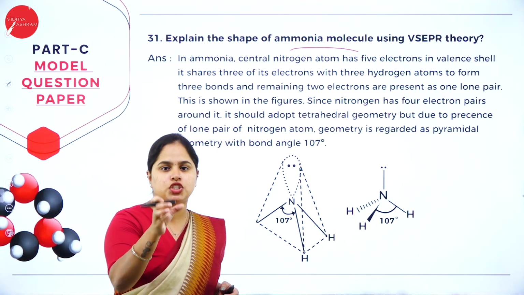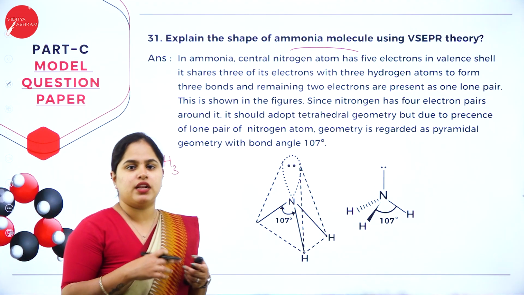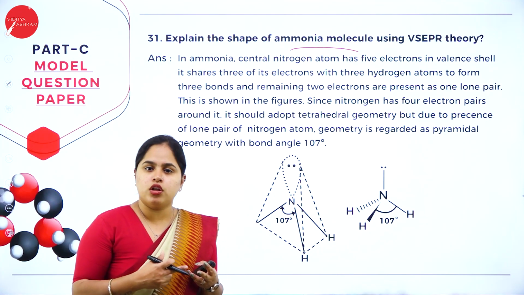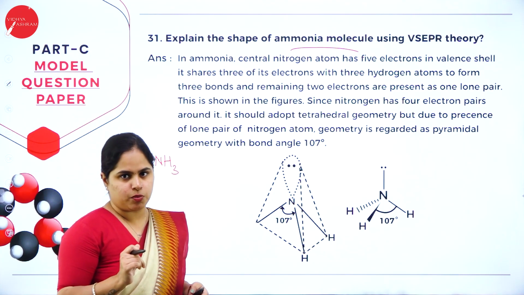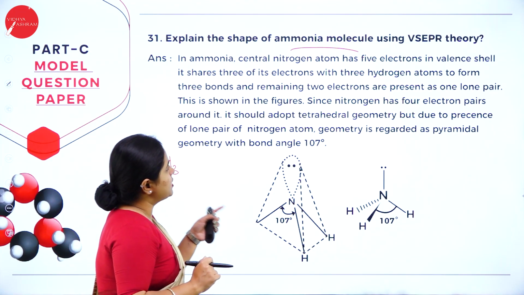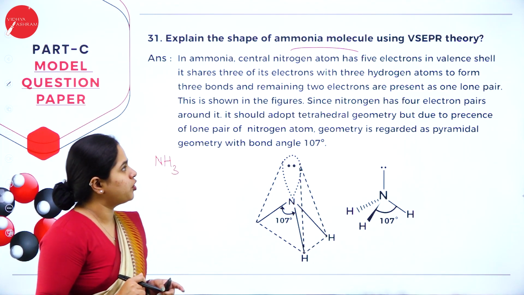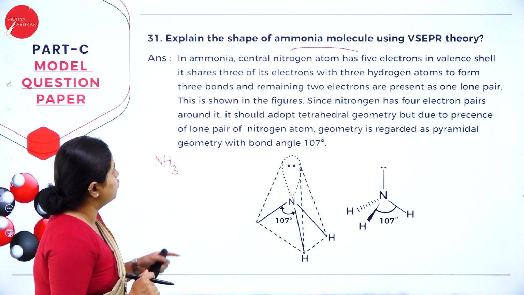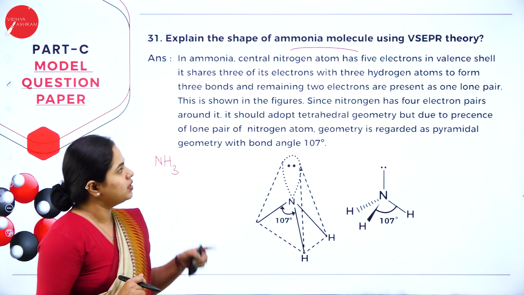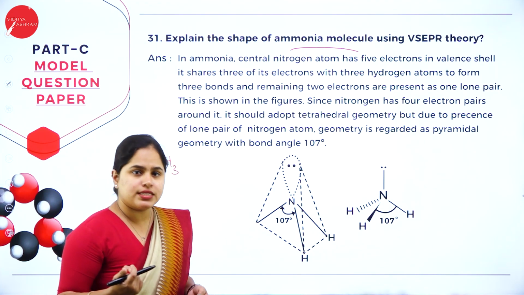So it is given there which theory? We have studied valence bond theory, VSEPR theory, as well as molecular orbital theory, right? So it is given using VSEPR theory, you have to explain. So let us see. In ammonia, central nitrogen atom has 5 electrons in its valence shell. It shares 3 of its electrons with hydrogen atom to form 3 bonds, and remaining 2 electrons are present as lone pair. So what does it mean?